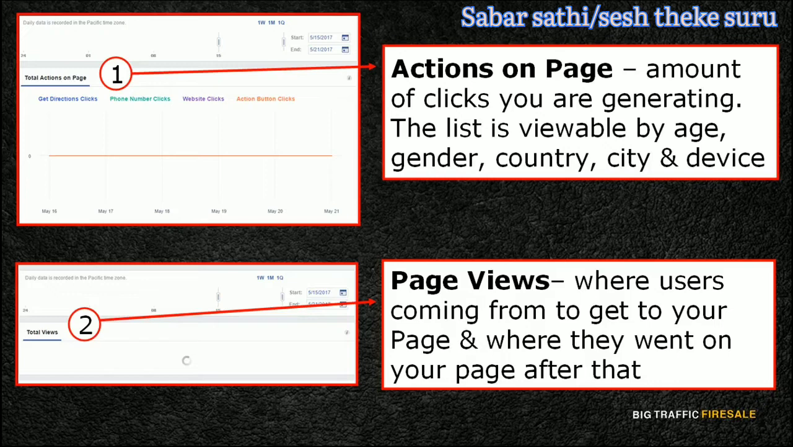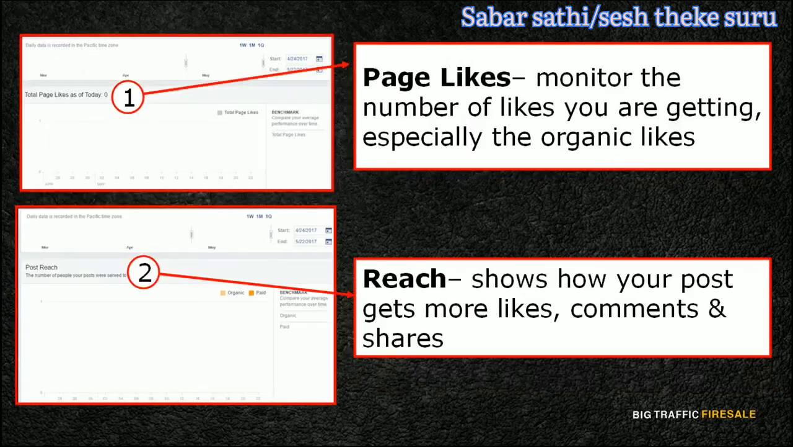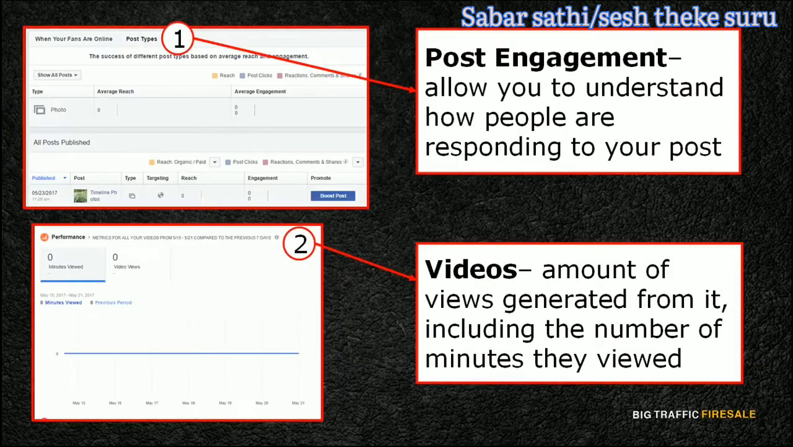Over at Page Views, you'll see where users are coming from to get to your page, and where on your page they went to once they're on it. Page likes let you monitor the number of likes you're getting, both paid and organic likes. In this case, we're aiming for organic likes. Reach shows how your posts get more likes, comments, and shares throughout the users' news feeds. Post engagement, on the other hand, allows you to understand how people are responding to your post. Finally, videos. You'll see the amount of views generated from those videos you posted, including the number of minutes they viewed.